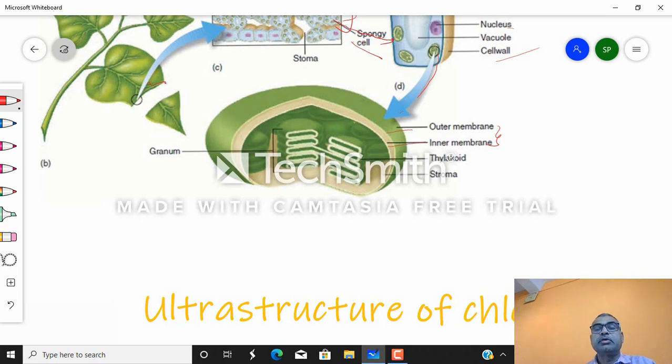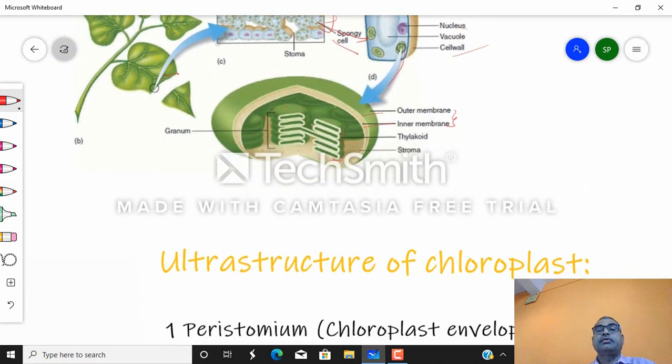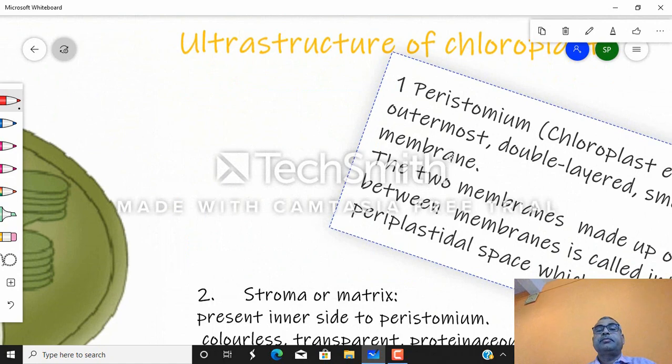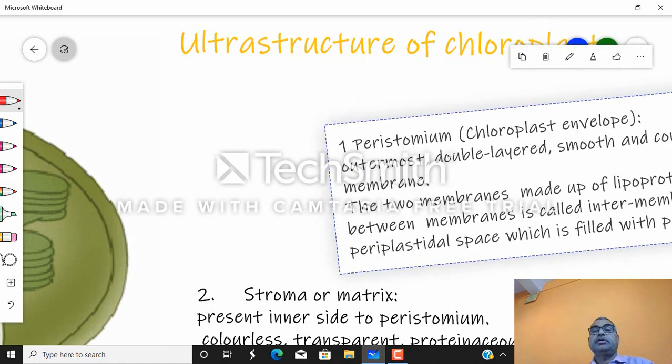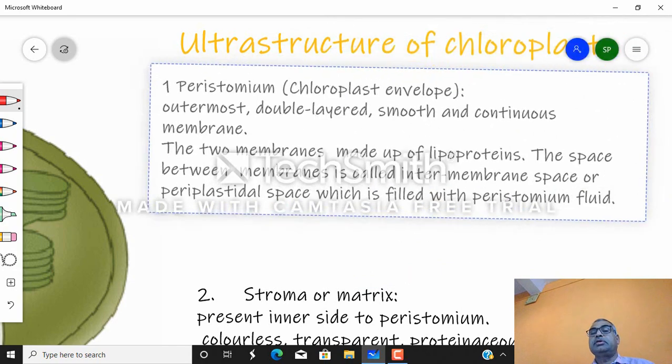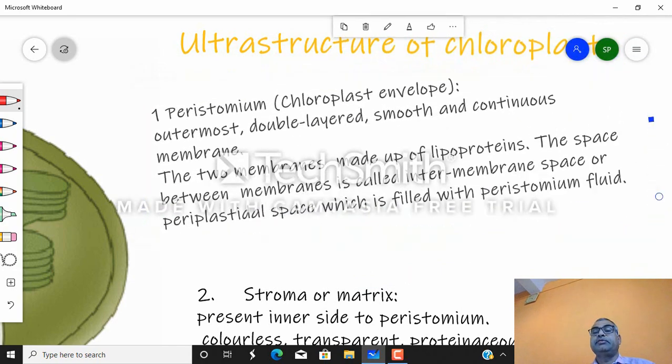Inside the membrane you will observe a region of matrix, also called the stroma region, and within the stroma region such a type of granum regions are present. This is the ultrastructure of a chloroplast. The first part in the ultrastructure is the peristomium. Peristomium is nothing but the chloroplast envelope.